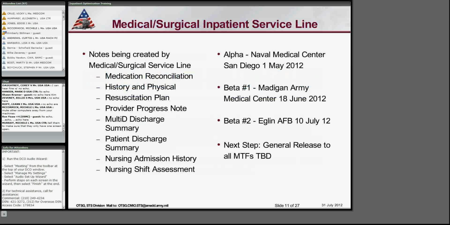Okay, so I'm going to jump through these next slides rather quickly. I thought that I would go through this quicker than I have, and I want to leave time for you guys to ask questions. But you can see the list of notes here that each individual group is doing. As I mentioned with Med-Surg, our nurses are still working on the admission history and the shift assessment.